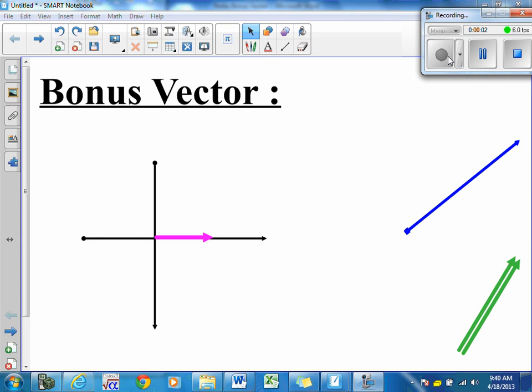This is a bonus video on vectors. It's going to look at one type of problem that we really haven't touched on yet with all of our vector problems, and it's probably a little bit more realistic. So let's just look at what we've looked at so far, just kind of in a diagram.